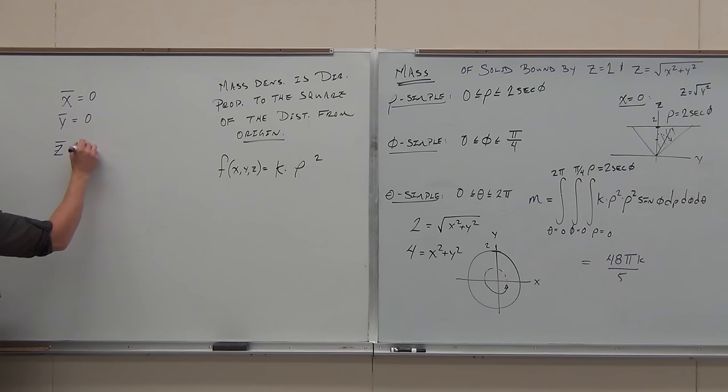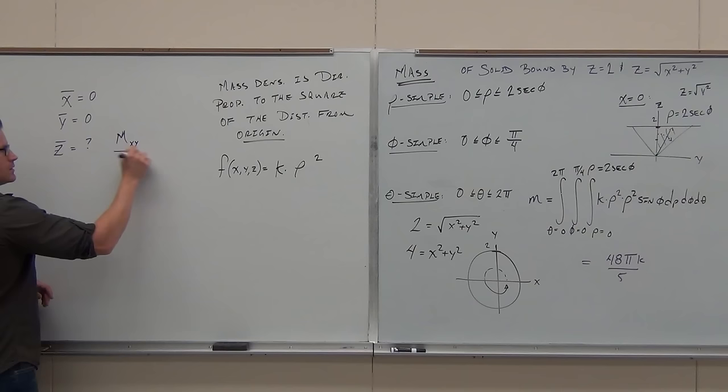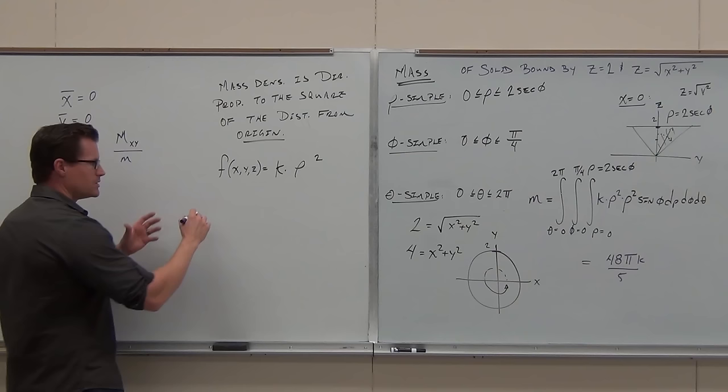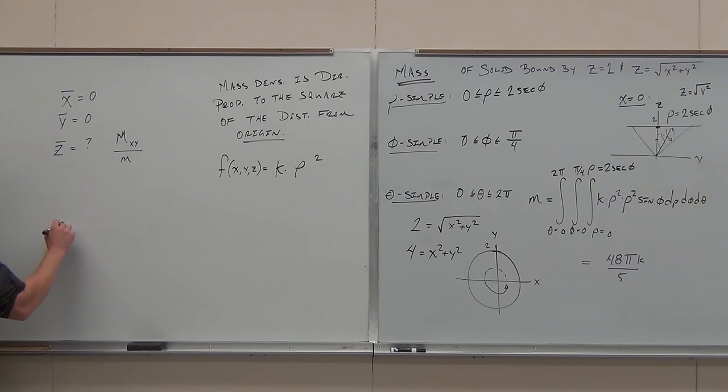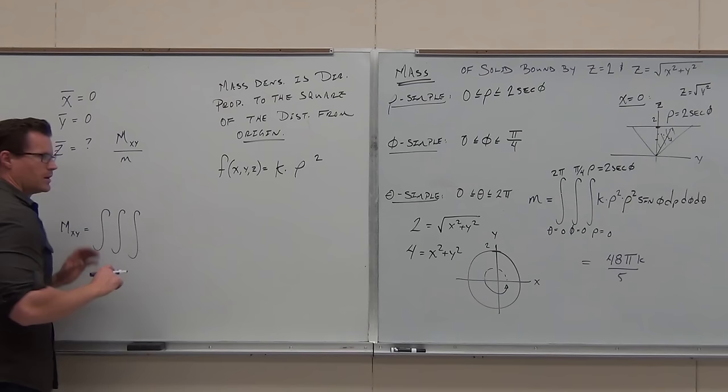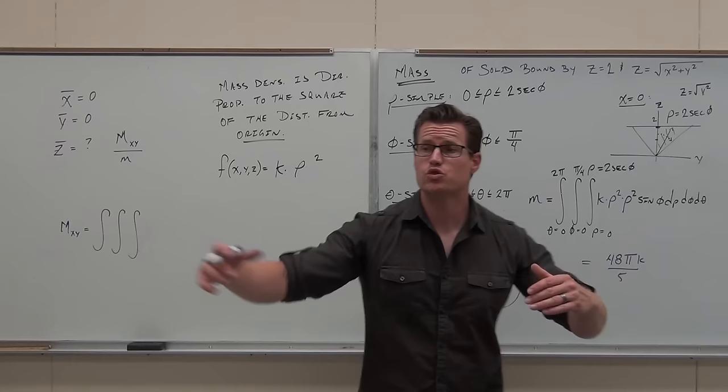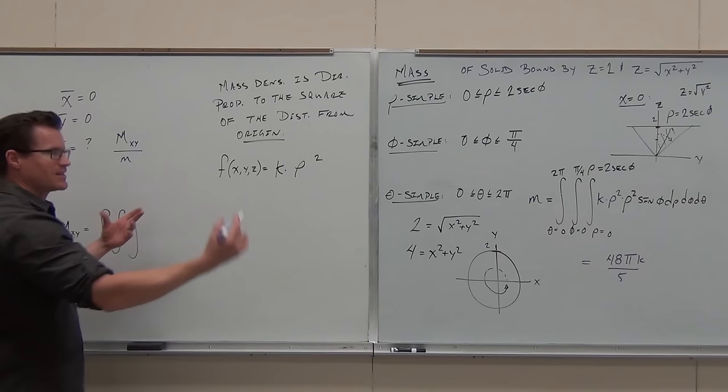Well, this is equal to this, one of which I already have. The only other thing we have to do is find this. How would this change from this? Use what you've already done. Region doesn't change. Mass density function doesn't change. The thing we have in front of it does change.